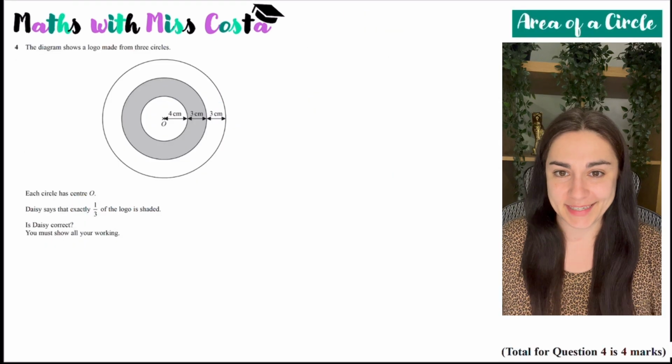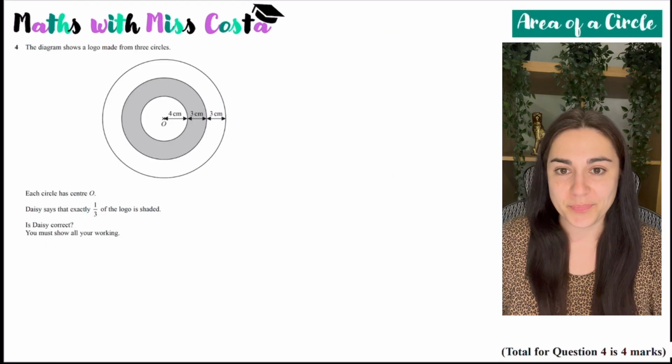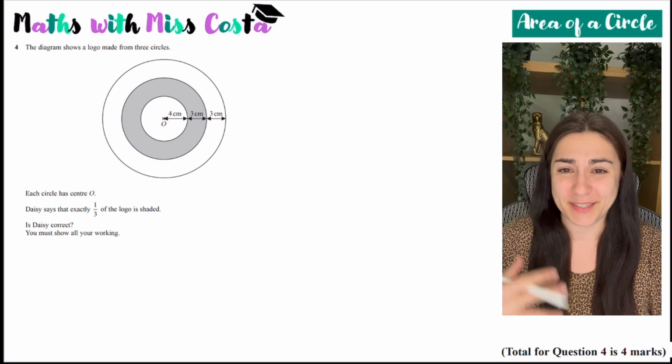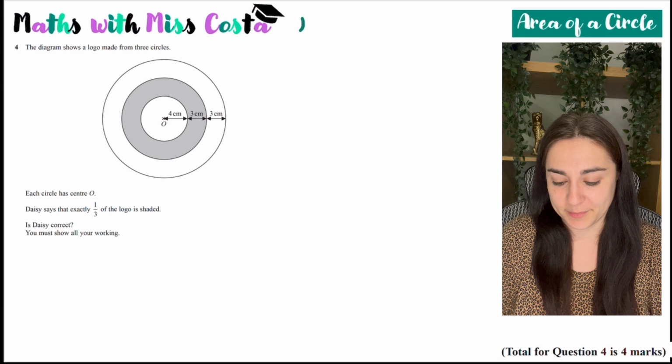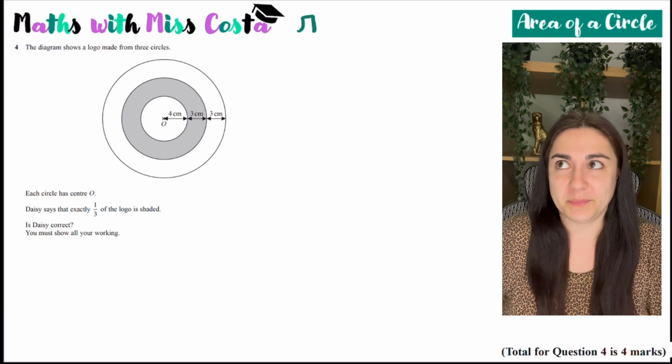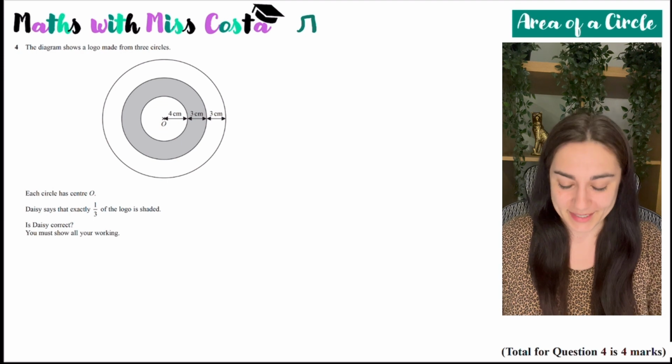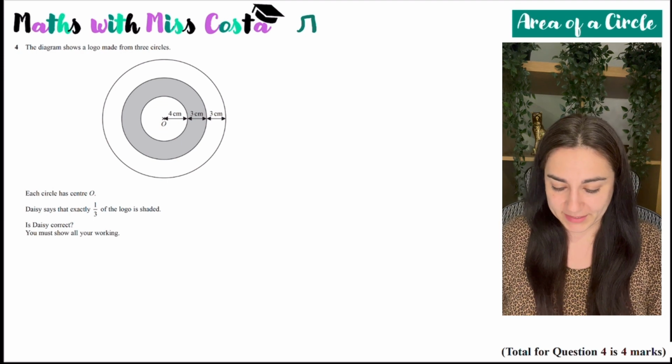So in this question, I'm dealing with a circular logo, and it's a non-calculator paper for circles. So whenever I'm doing non-calculator papers, generally you want to leave your answer in terms of pi. It just is, leaving your answer in terms of pi literally is one step less than what you would do if you did a calculator. So let's have a look at what's going on.